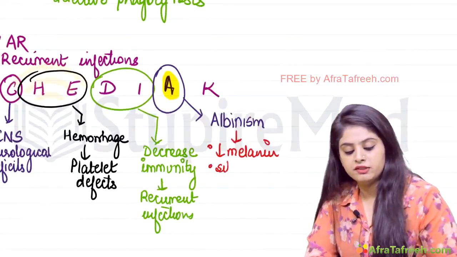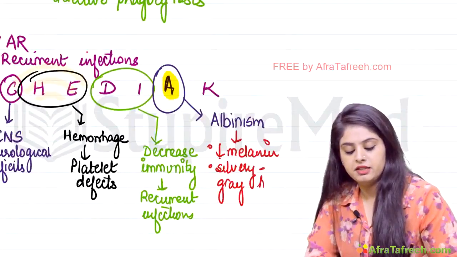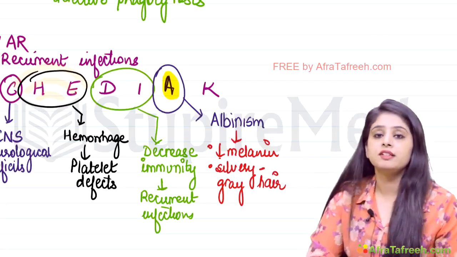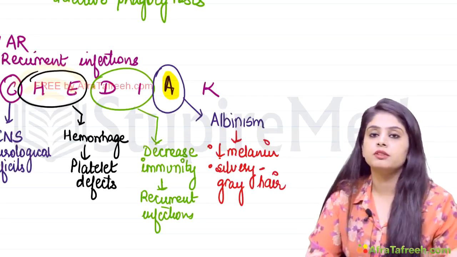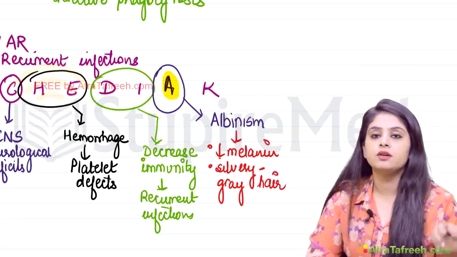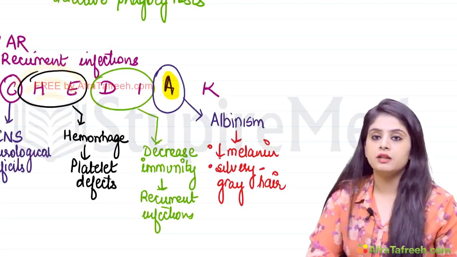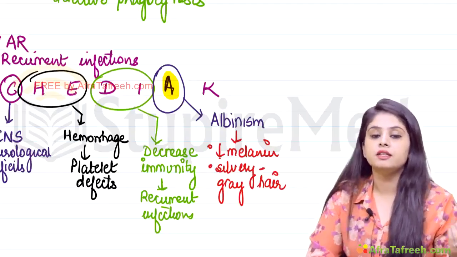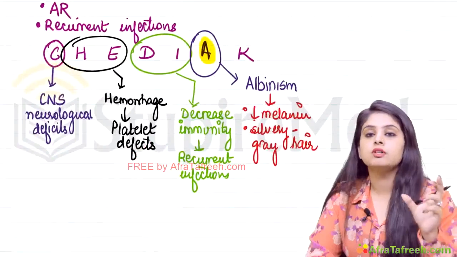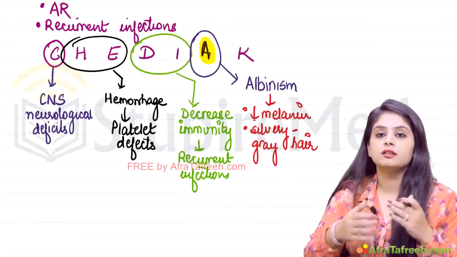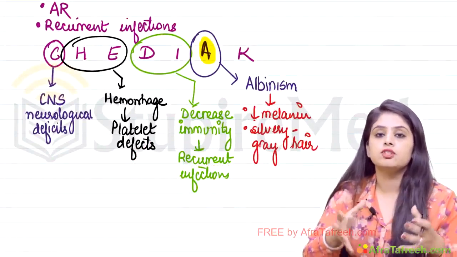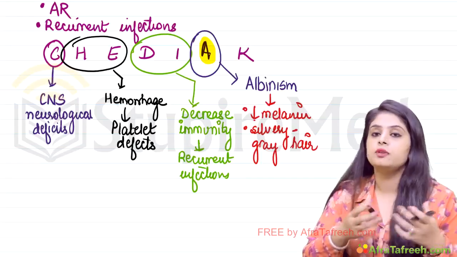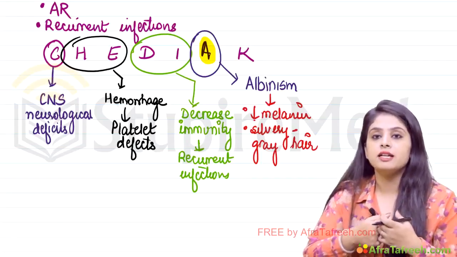Also very commonly you will see that the examiner will say that the child had silvery grey hair. Why? Because again, the pigment responsible for hair is melanin. Melanin production goes down, skin pigmentation goes down, hair pigmentation goes down, silvery grey hair. So if you can remember the term Chediak, one or two of these will definitely fit into the clinical features that the examiner has put up, and then you will be able to pick up that this is a patient of Chediak-Higashi.